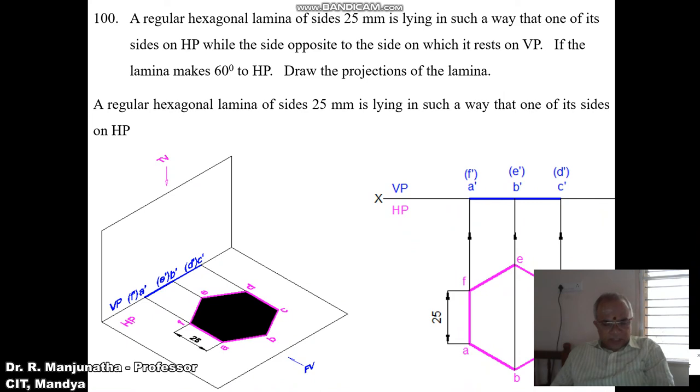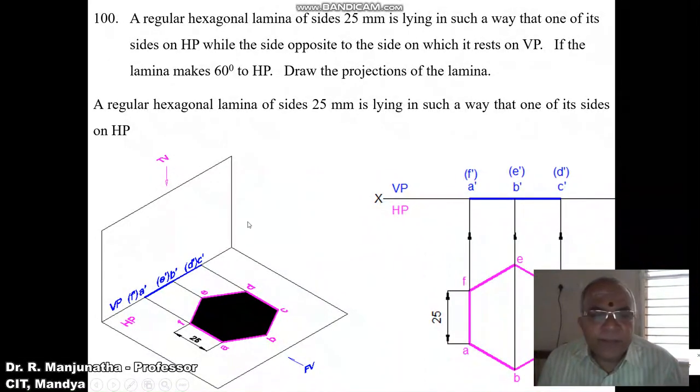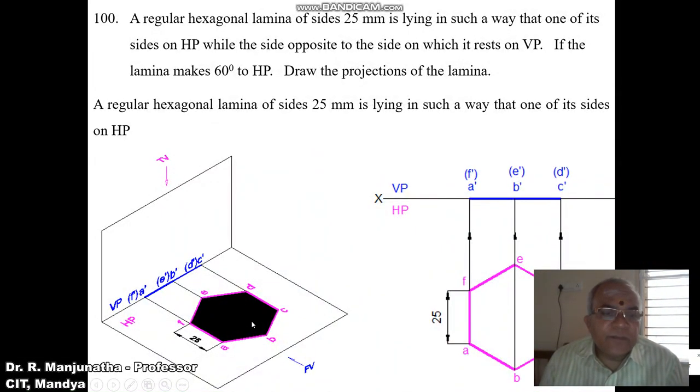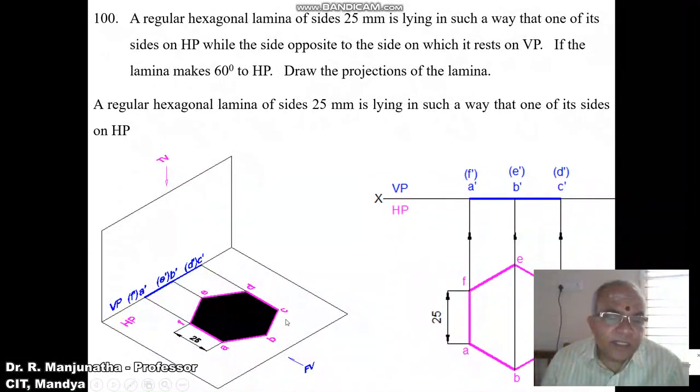So obviously we have to start the problem from the horizontal plane, so that two of the sides are perpendicular to VP because it is resting on HP on one of its sides. Then when you look from the front view, we can see all the sides are resting on HP. So obviously it is parallel to HP. So in the top view, we can see that it is on HP. We're going to get the true shape.